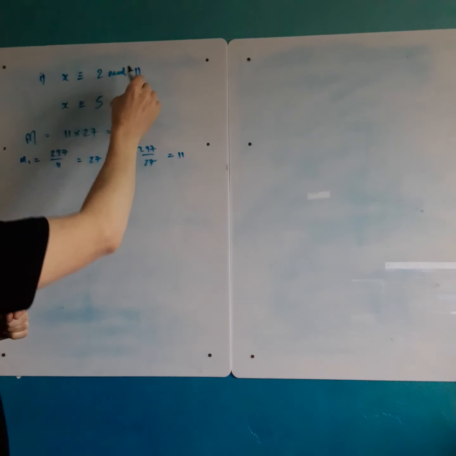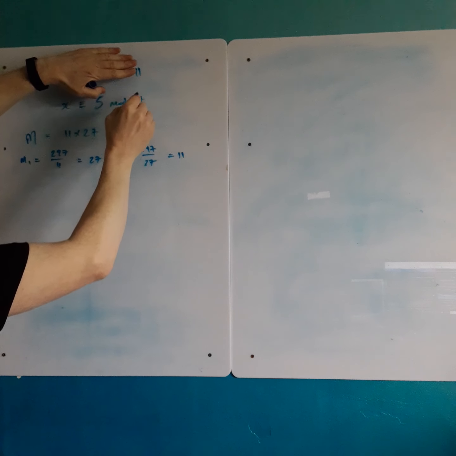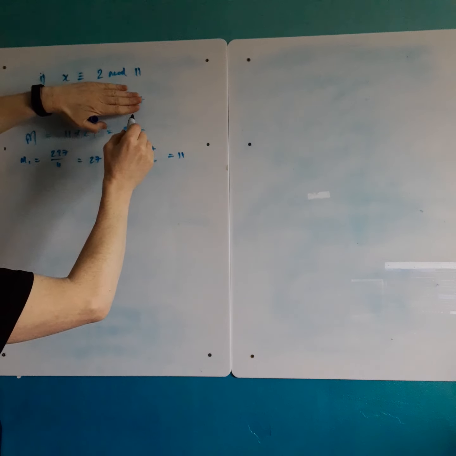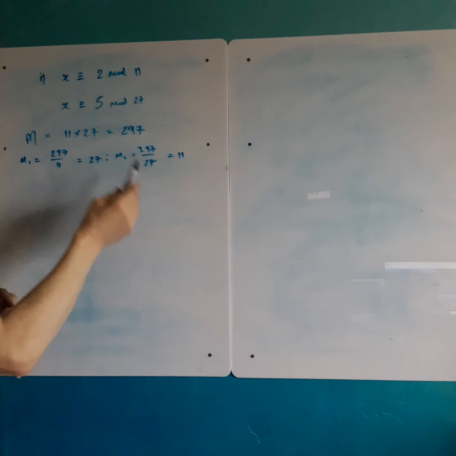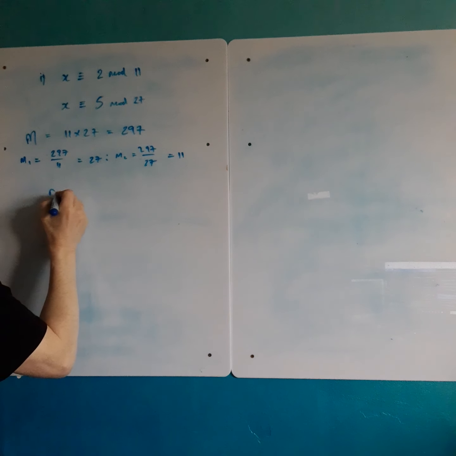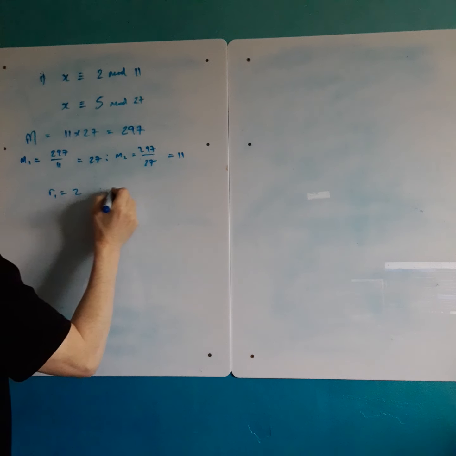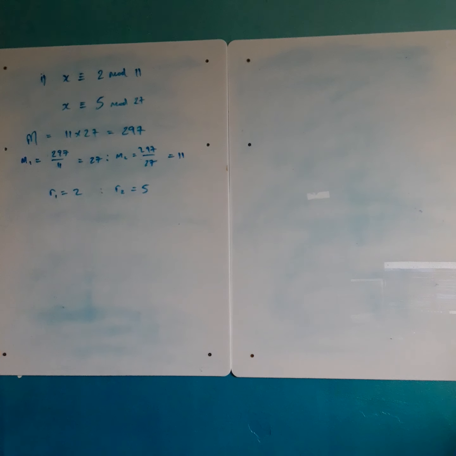Remember, if there were three numbers, then M1 would be the other two multiplied by each other, the middle one would be the first by the third, and the third one would be the first by the second, and so on. But for only two, it's even easier. They're just the opposites. The remainders we can read straight off. R1 is 2, and R2 is 5.